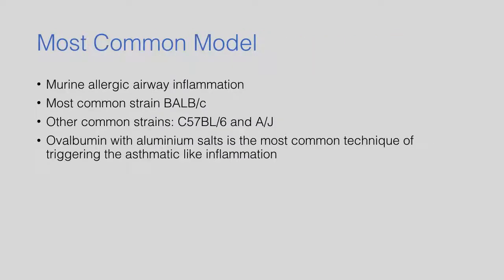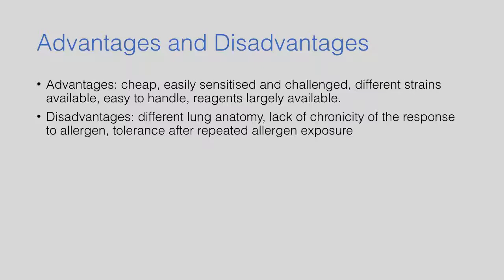Mice are the most common animal used to model asthma. The most common strain is BALB/c, and the inflammatory response is triggered by ovalbumin with aluminium salts. The key advantages to using the BALB/c mice are that they are cheap, easy to handle, easily sensitised to the disease, and the reagents used are largely available.